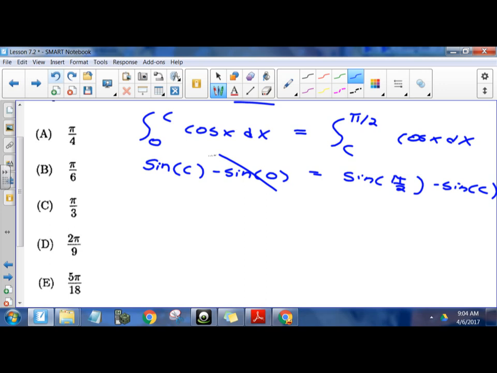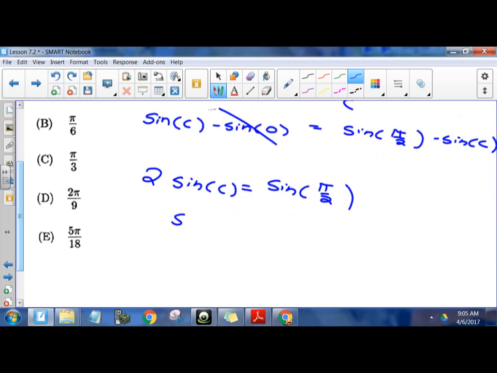And you'll notice that I have sine of C here, and also one over here. Why don't I add that to this side? So I get 2 sine C equals sine pi over 2. And I could get that sine of C is equal to sine of pi over 2 divided by 2.